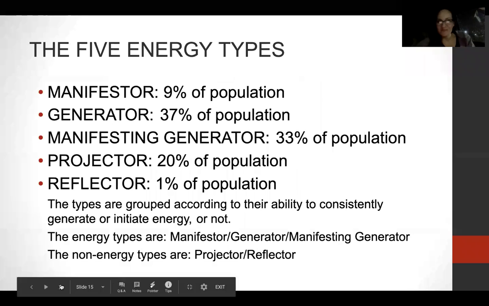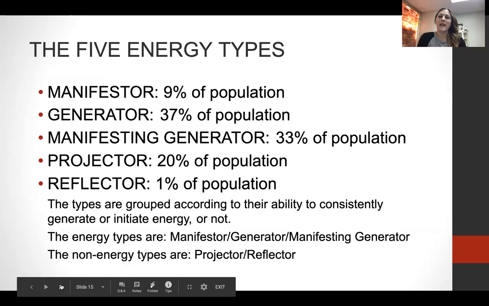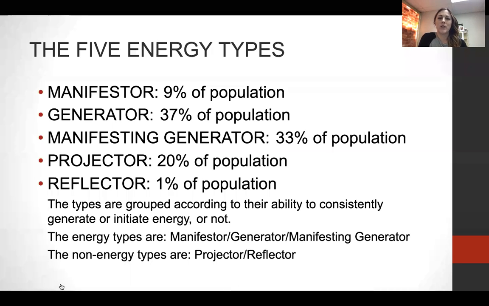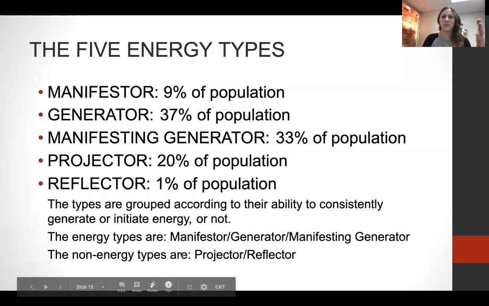Okay, the 5 energy types. So everyone has a type, and this is going to be one of the most important pieces of your chart to know, because the type and strategy is where your chart's going to manifest. So there's 5 types. There's the manifestor, which makes up about 9% of the population, and their aura pushes out, is the best way.